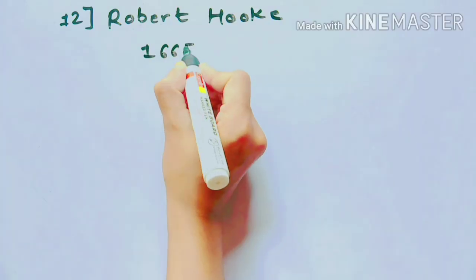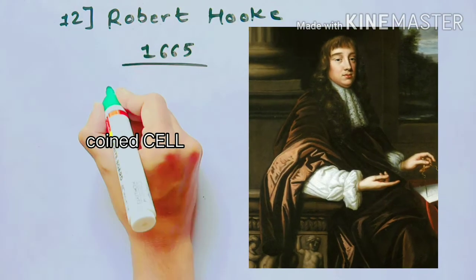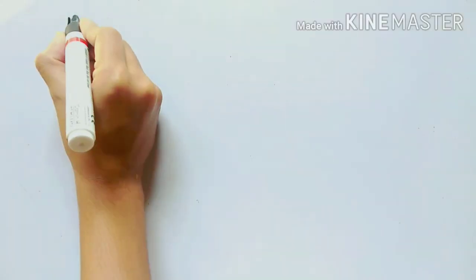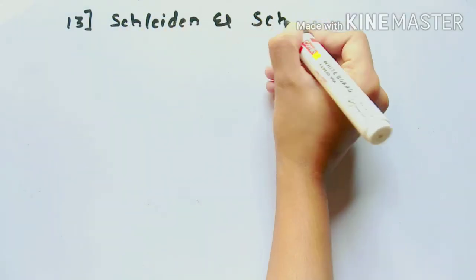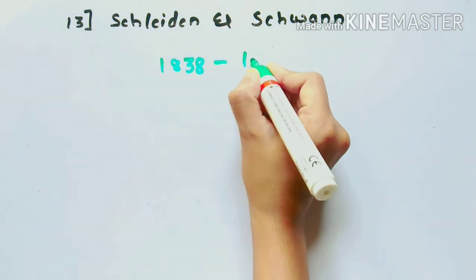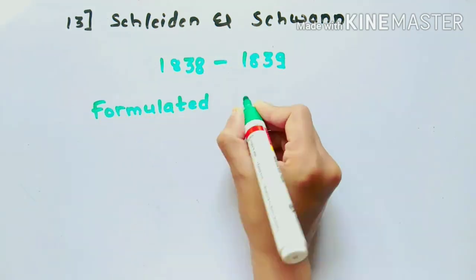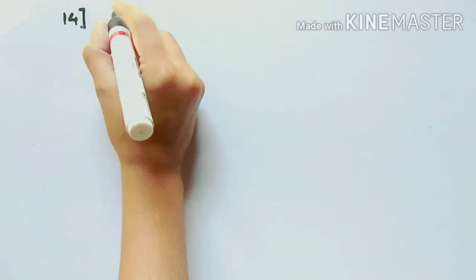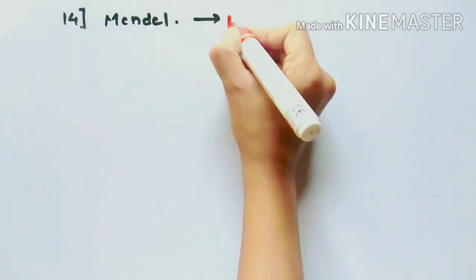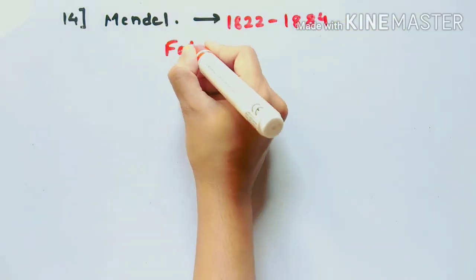Next is Robert Hooke. He is the one who termed the cell. Next are Schleiden and Schwann. They formulated the cell theory during 1838 to 1839. Next is Mendel, who is known as the father of genetics.